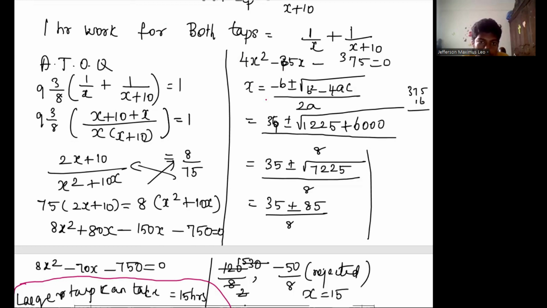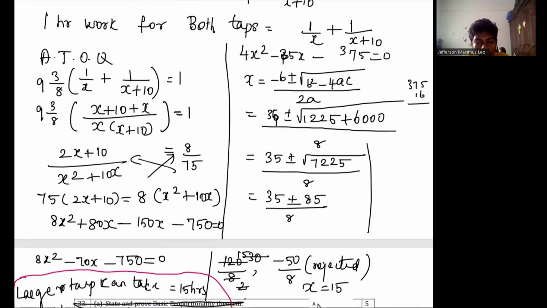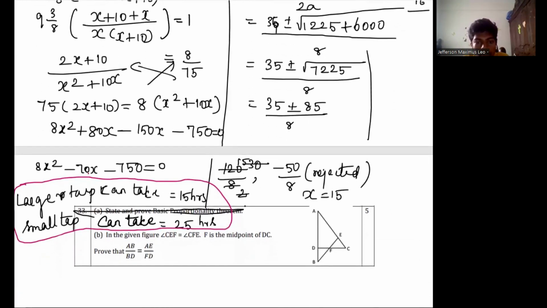Can you see the formula? X is equal to minus b plus or minus root of b square minus 4ac by 2a. So at the end of the calculation we get the x value. That x represents the larger tap. Therefore, the smaller one takes x plus 10, 15 plus 10 is 25 hours. Please finish the answer with the words: the larger tap can take 15 hours to fill the tank separately, and the smaller one can take 25 hours to fill the tank separately. That's all. Work this sum out when you are free.